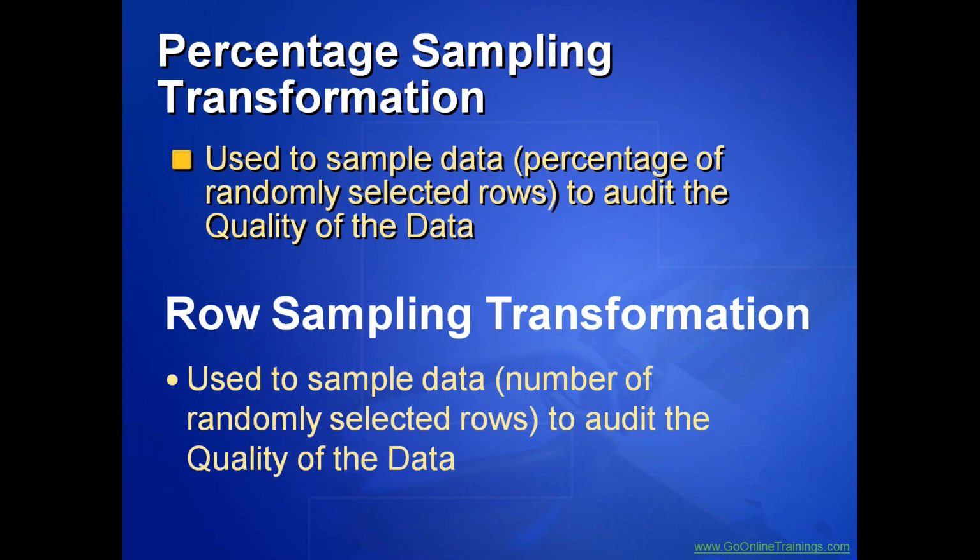Row sampling is used to sample a number of randomly selected rows to audit the quality of the data. Before the project starts, you are the technical team. So if you want to create proper data analytics, what is the source? Source is the data for us. If the data is not so good, even though you're a very good chef, but the raw material is completely bad, can you make good pizza? You will not be able to do it because the raw material is completely bad.